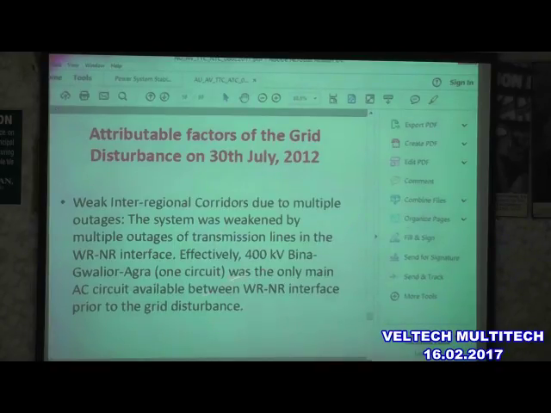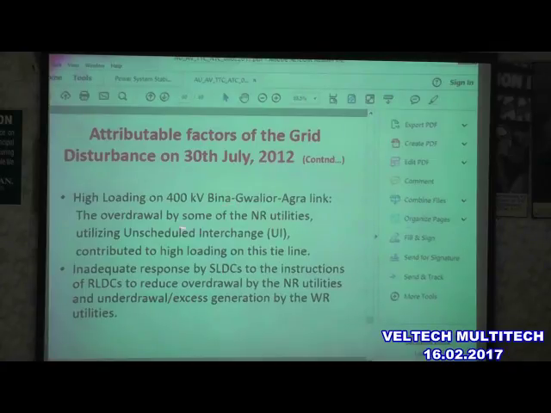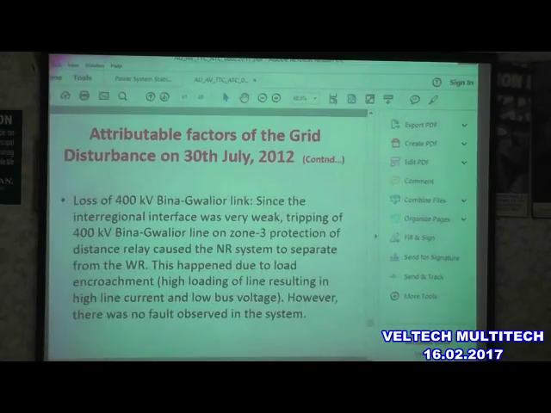So that led to the outages of what? Consecutively the transmission lines in the WR to MR region. So this resulted in the grid failure for the first phase. So next, high loading on the 400 kV Binagar line. Overall, some of the energy replacing unscheduled interchange contributed to high loading on the line. So this was the unscheduled interchange I was talking about.